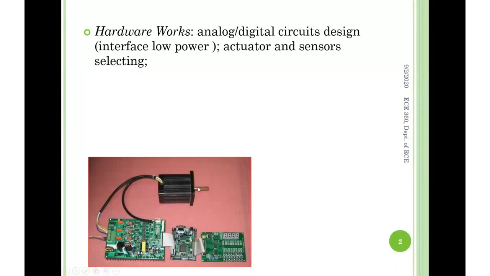So this motor right here is obviously driven by this circuit board, right? This obviously looks like a circuit board.